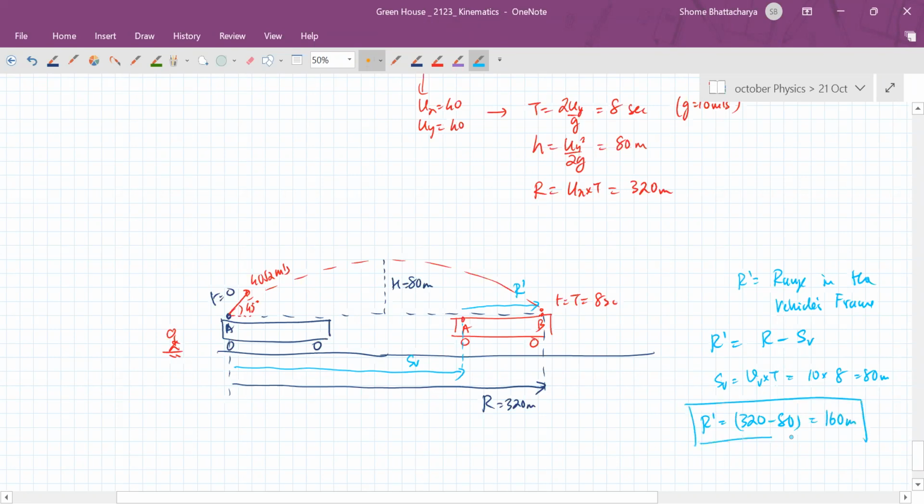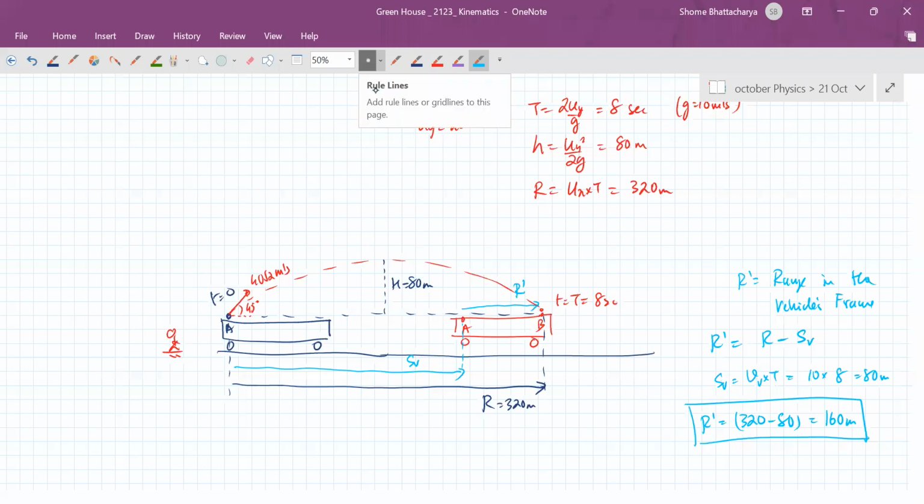The other way is that we can actually look at the projectile motion in the frame of the truck only, and use projectile motion equations to find the range. Sorry, 240 meters, my mistake, not 160. Yes, thanks for the correction.